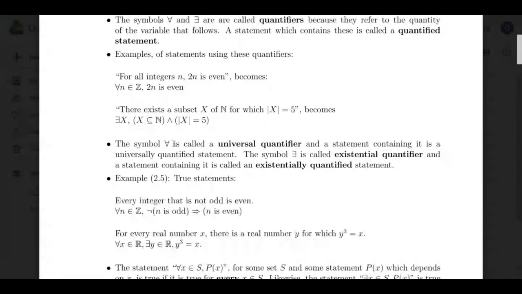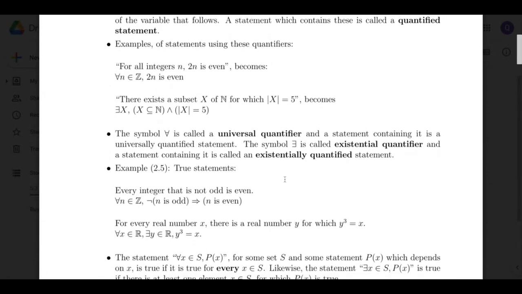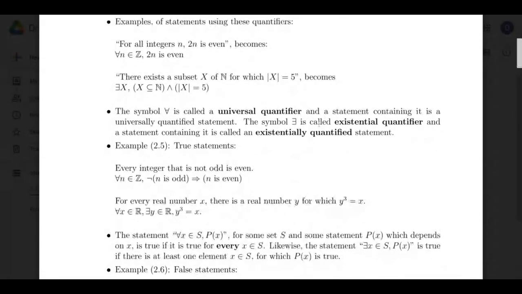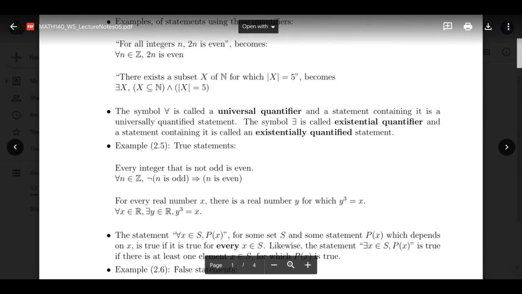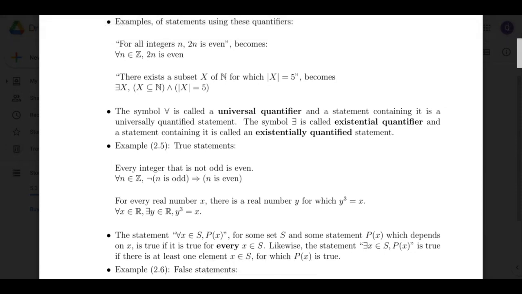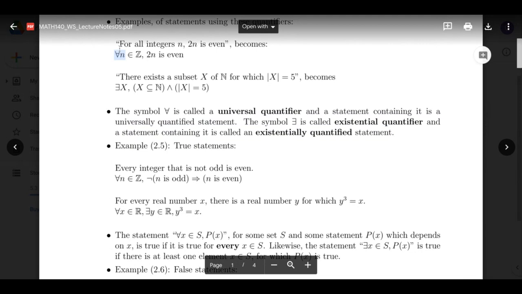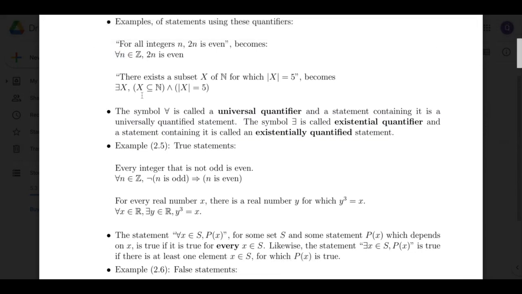The symbol for all is called a universal quantifier, and the statement containing this quantifier is a universally quantified statement. The symbol that exists is called an existential quantifier, and the statement containing this is called an existentially quantified statement. Those terms are not so important, but just get the ideas, how we use for all and there exists.